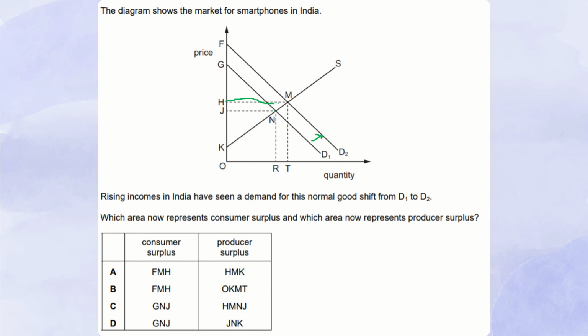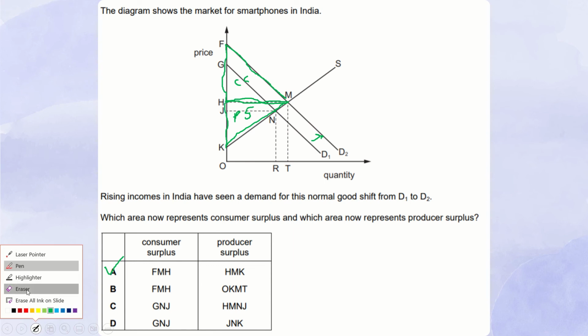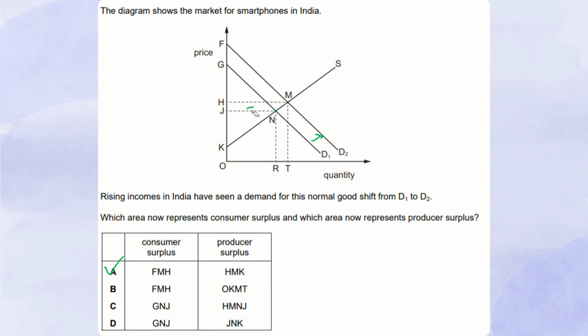So now it will be HM. The new equilibrium is HM, and the triangle above this would give you your consumer surplus. So this is your CS or consumer surplus, and the whole below is your producer surplus. So according to this diagram and the bad drawing that I've done, sorry for that drawing, your correct answer should be A. FMH should be your new consumer surplus, and your HMK should be your new producer surplus due to the change in the equilibrium.